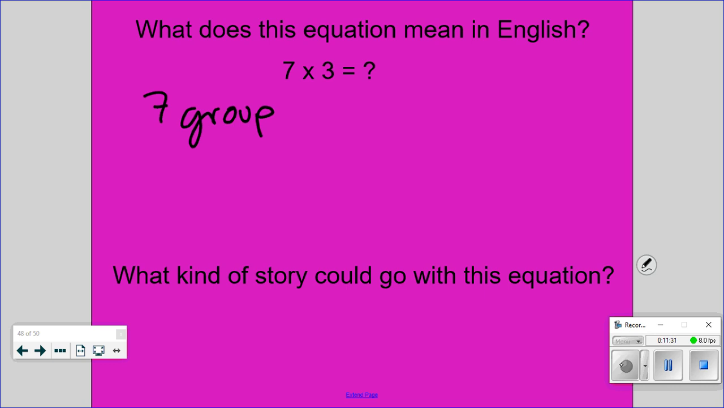Each group, I know I have 7 groups. How many is in each group? Michael? 3. 7 groups of 3 equals something. This equation doesn't tell me what it equals. Yes. That's all. The equation doesn't tell us the answer. That doesn't mean that we can't figure it out. But in this equation, it just doesn't tell us.